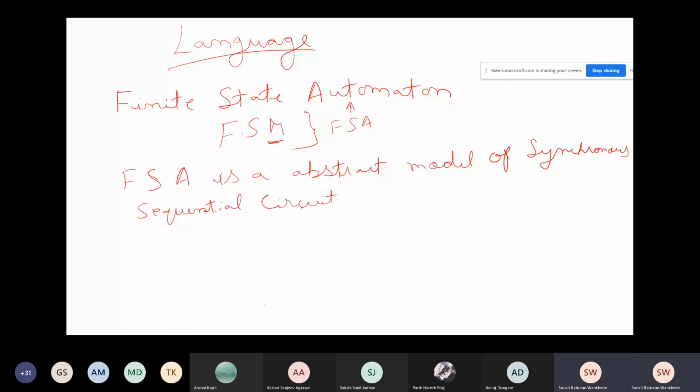The DLD, digital logics. This subject, you had this in your previous semester? No, ma'am. Not as a subject. Oh, no problem. Okay, so finite state automaton is an abstract model of synchronous sequential circuit. This is the definition of that.